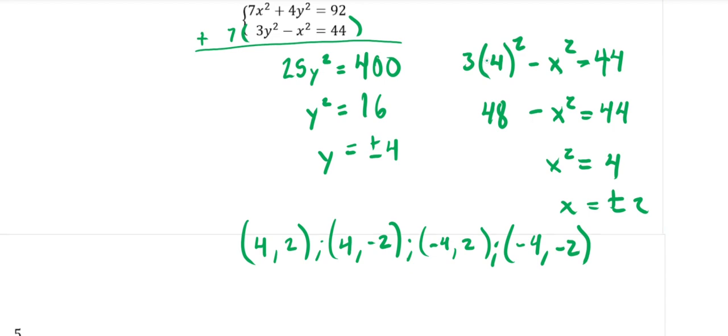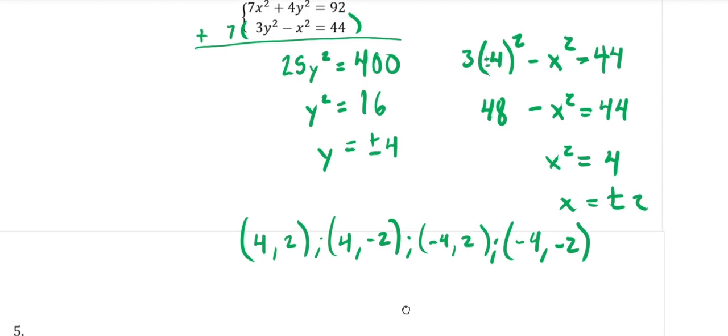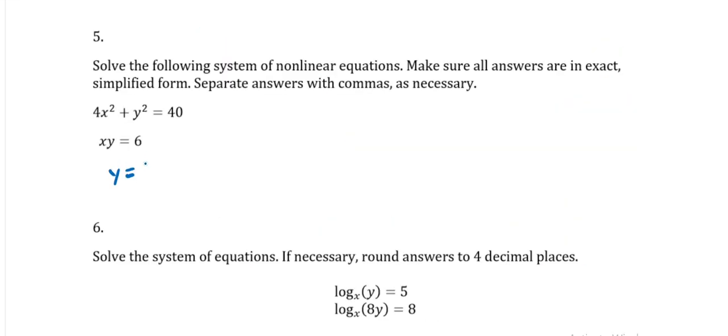I just mean it doesn't matter if you plug a plus or a minus here, you're still going to get 16. But we do need to list all 4 of these possible outcomes. For this next one, I suggest following a substitution approach. If we plug in 6 over x in wherever we see y in the first equation, we'll get the following.